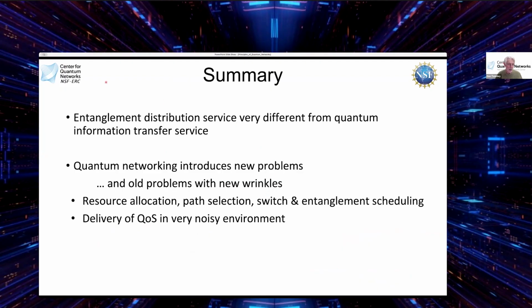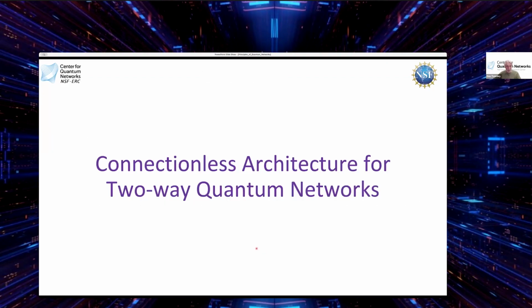Okay, so to summarize, entanglement distribution is very different from quantum information transfer, and because of that, you get new problems that don't show up in classical networks. Even old problems like routing have extra wrinkles, like having to worry about fidelity. So it's a very exciting area, because you have to worry about resource allocation, path selection, and how you would deliver quality of service. I'm going to stop here and pass it on to Matheus.